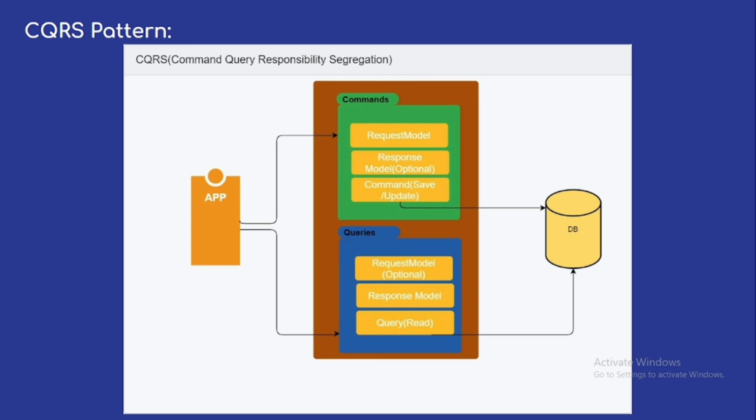In CQRS pattern, queries contain query entity, response model, and request model. Here, if you observe the diagram, request model is optional. Same way, command also contains command entity, response model, and request model. Here, response model is optional.